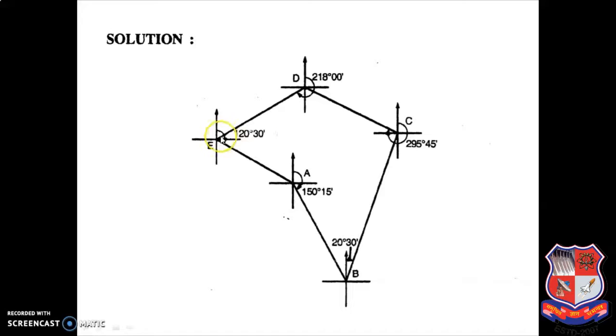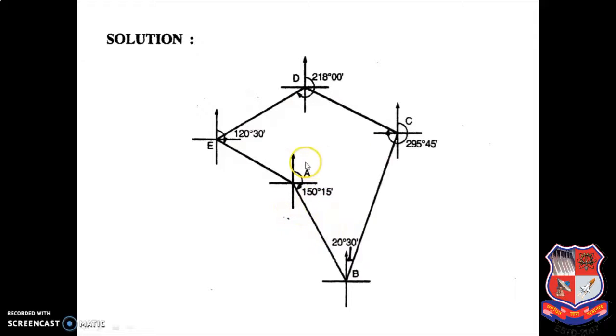So from E to A, 120 degree 30 minute means it will be again in the second quadrant. So you have to mention the quadrant, and from here to here, you have to mention the angle, and then you have to draw one line. And this line should meet, or must meet, the A point. When it is meeting here, you can say your traverse is complete.